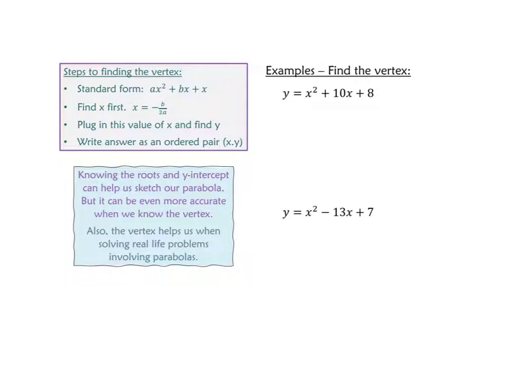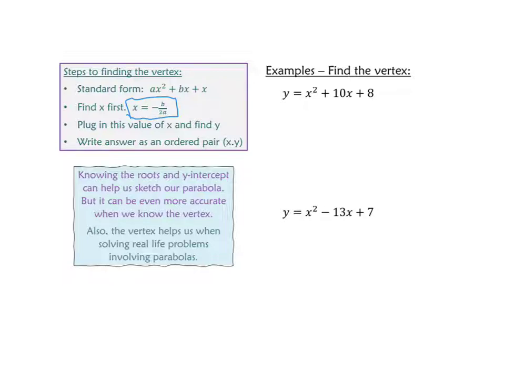All right. Steps to finding the vertex. We have it in the standard form. We need to find the x point of the vertex, the very highest or the very lowest point. And this right here, x equals negative b over 2a, is the formula. We plug in the x value when we find out what it is, and then we get y. So let's try it here for this first one.